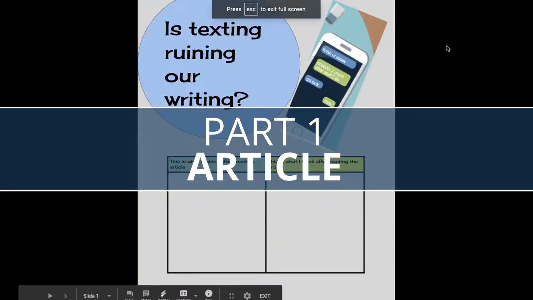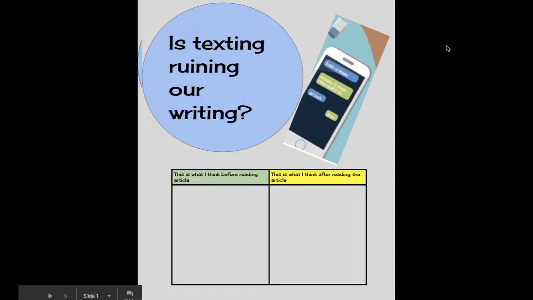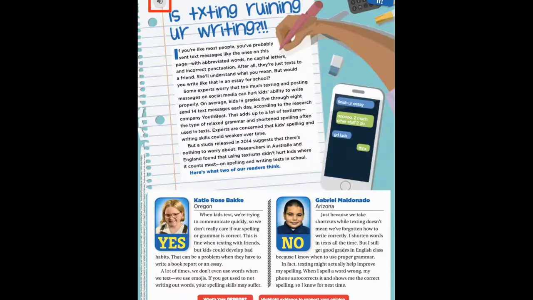We're going to get started. You're going to go into Google Classroom and you're going to pull up the presentation "Is Texting Ruining Our Writing." And before you get started on the article, I want you to think about this before you read. This is what I think, and I want you to fill in this box that says, this is what I think before reading the article. And then you are going to read the article, "Is Texting Ruining Our Writing."